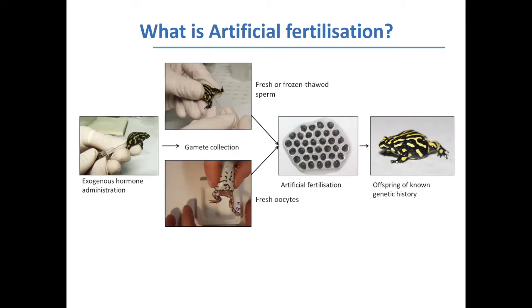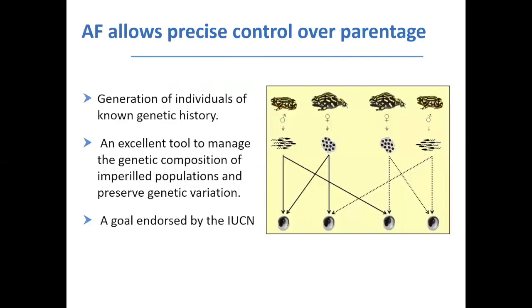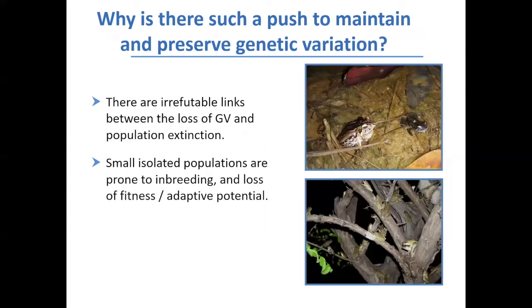Essentially, AF is a technology that is increasingly being used to propagate endangered amphibians and involves the collection of gametes from both sexes that are then combined under standardised conditions to generate offspring. Critically, AF allows direct control over parentage and the generation of offspring of known genetic history, providing a very powerful tool for managing the genetic composition of captive and wild populations and preserving genetic variation, a goal that is endorsed by the IUCN. So why is there such a push to maintain and preserve genetic variation?